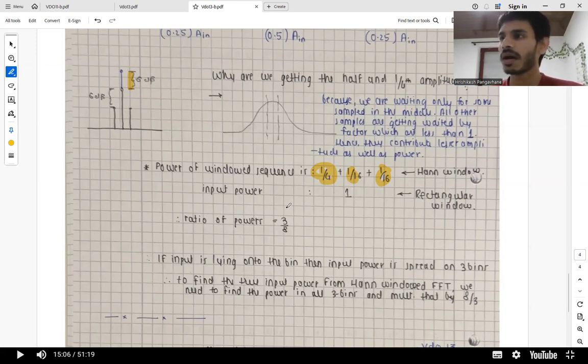So basically the ratio of the powers is 3 by 8. So 3 by 8 came from this addition. If the input is lying on the bin, then the input power is spread over 3 bins when we use a Hahn window. And to find the true input power from the Hahn windowed FFT, we need to find the power in all 3 bins, and then multiply it by the ratio 8 by 3, because the main input power was 1. So this is all about the Hahn window.